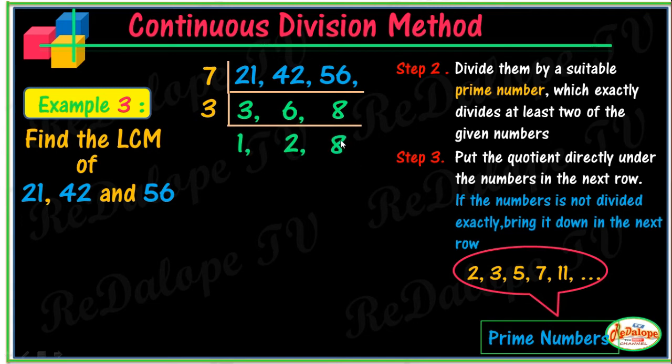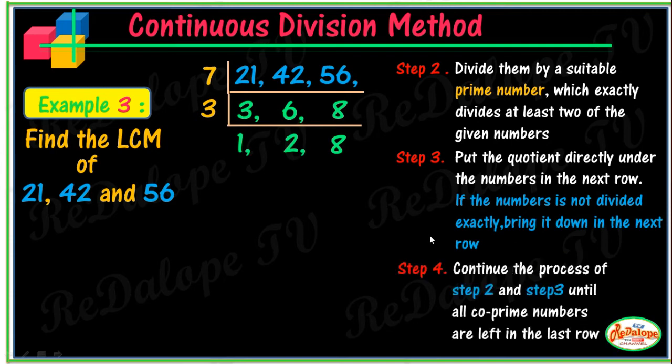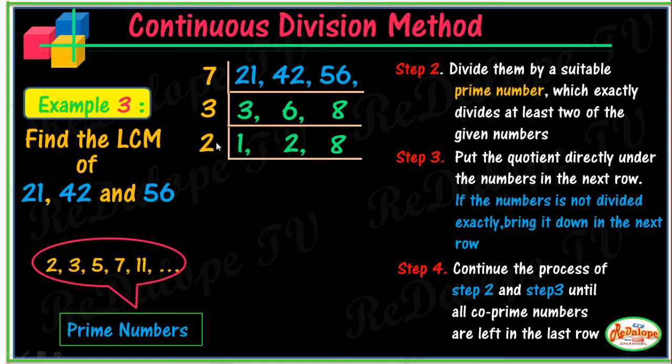So this becomes 8. Now 1, 2, 8 again are not co-prime numbers. So therefore, we will continue the process of step 2 and step 3 hanggang sa maging co-prime number ang pinaka-last row. Now 2 and 8 are even numbers. At least 2 of the given numbers are exactly divisible by 2. So we'll divide 2 and 8 by 2. 1 divided by 2 cannot be, so bring it down in the next row. So we have 1. 2 divided by 2, that is 1. 8 divided by 2, that is 4.